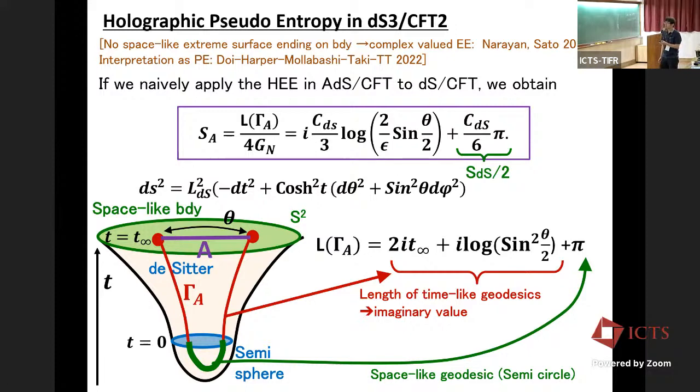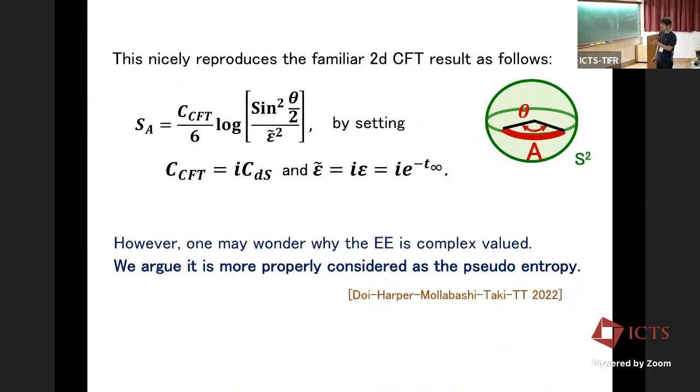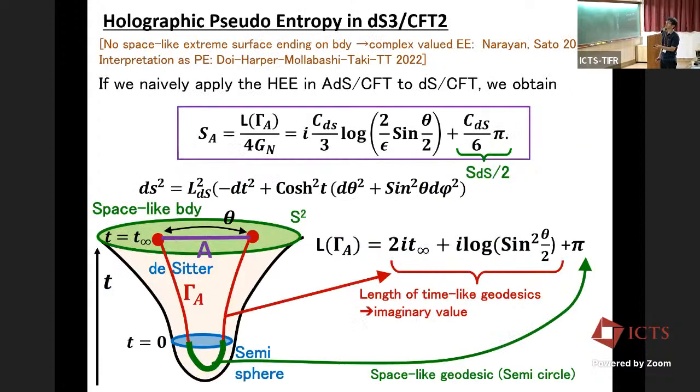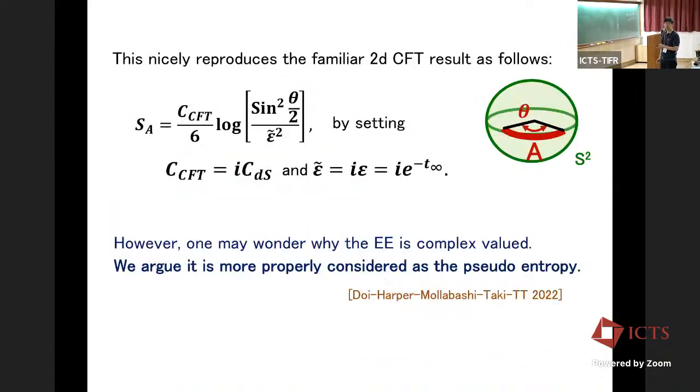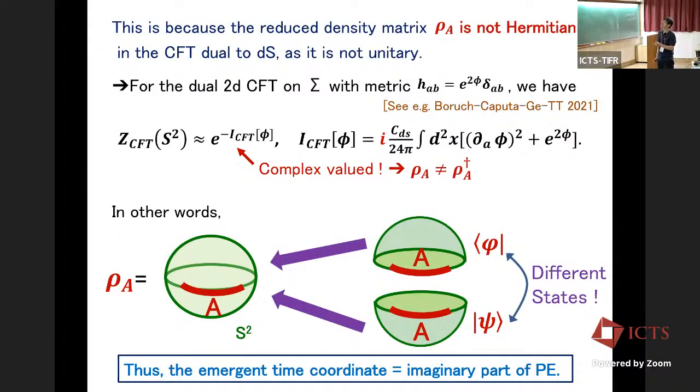That is nice, but at the same time, we have to worry that we are talking about entanglement entropy, and it looks like a complex value. It sounds strange, since entanglement entropy is always guaranteed to be non-negative. But actually, we want to claim that this quantity, this geodesic length, should be understood not as entanglement entropy, but as pseudo entropy.